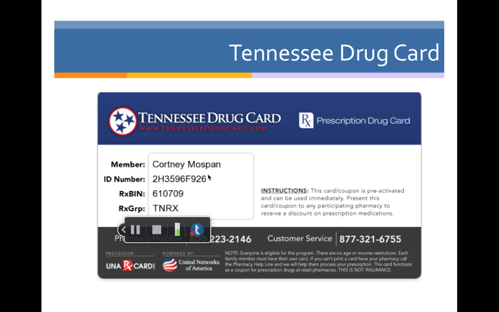So I made a card here for myself just so you can see what it looks like. But patients go to the website, they simply enter their name, and then it'll generate this card for them to print off, that they then hand to the pharmacy technician when they're filling a prescription at their pharmacy.